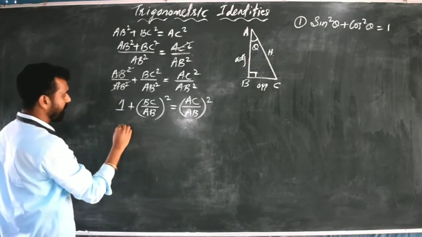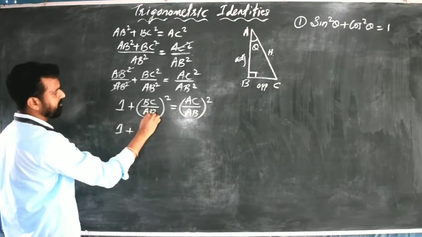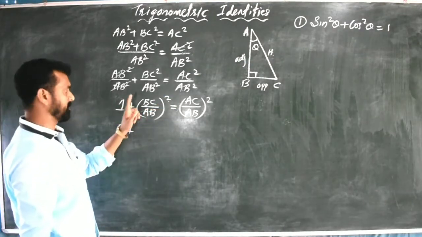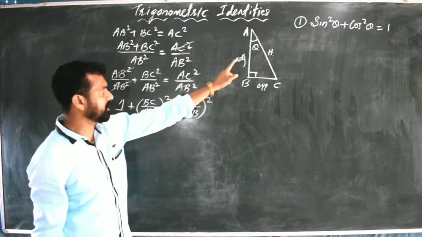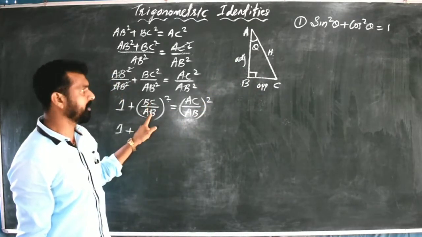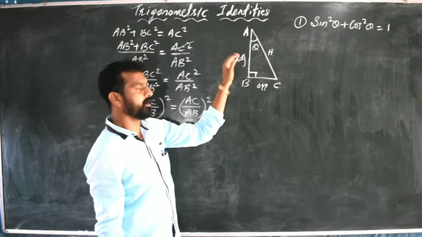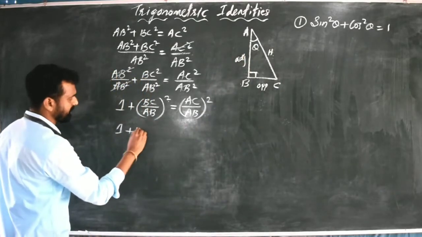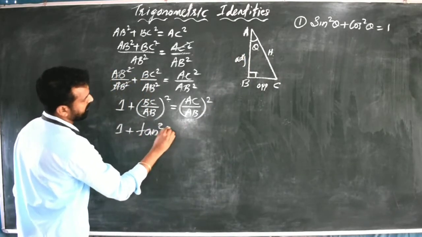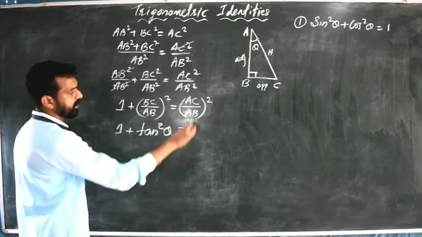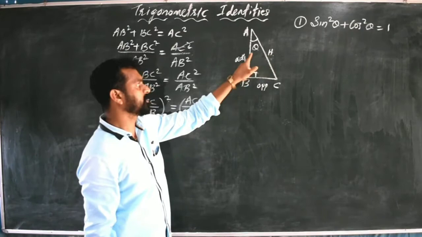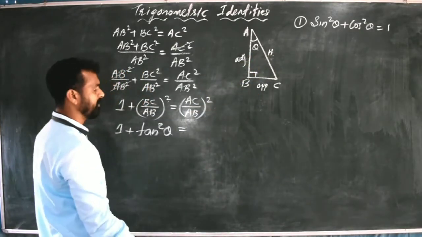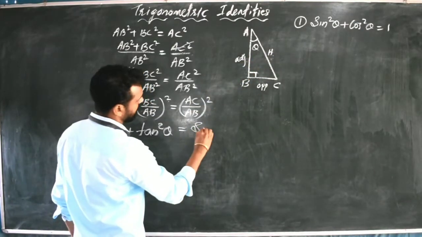AB square divided by AB square: what is the answer? 1, dividing the same terms. BC square by AB square is BC divided by AB, the whole square, equal to AC divided by AB, the whole square. That is 1 plus BC by AB, the whole square. Find out the trigonometric ratio of BC by AB. BC is the opposite side, AB is the adjacent side. Opposite side divided by adjacent side is tan theta. So here it will come tan square theta, and AC by AB, hypotenuse divided by adjacent side, is sec theta.